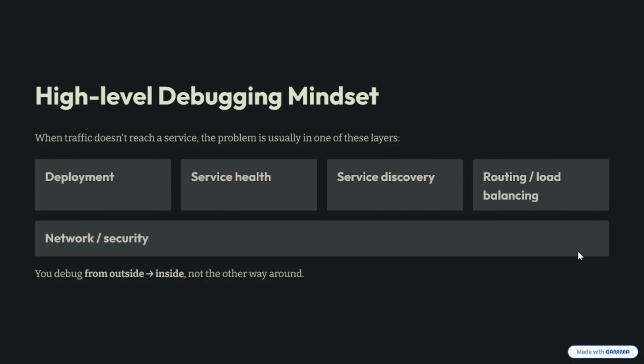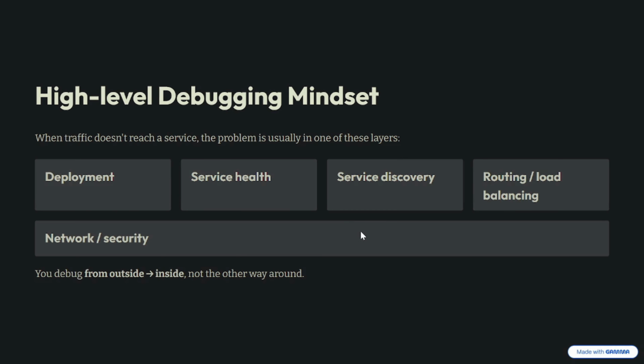So first, think in layers. When a request goes from client to your service, it passes through multiple layers. And if traffic is not reaching, the issue is usually in one of these: the service itself, the service health, service discovery, routing or load balancing, network or security, or there can be a configuration issue also. And here is the rule: start from the outside and then move inward.